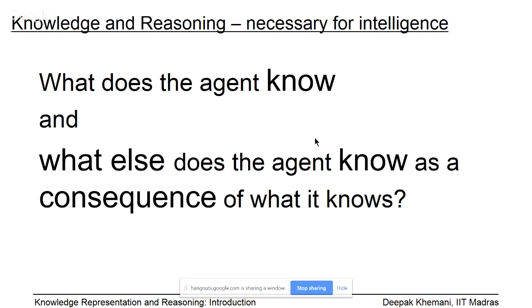Okay, so I believe you can all see the slides finally. And so this is the starting point of the course practically. What we are interested in is what does an agent know, and what else does the agent know as a consequence of what it knows. Basically, what are the inferences that an agent can make about what it knows essentially.